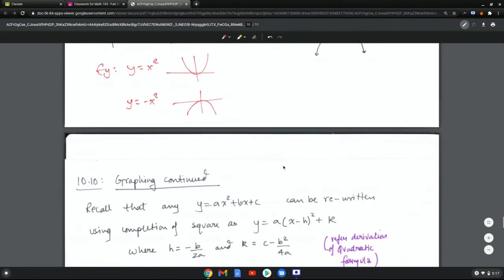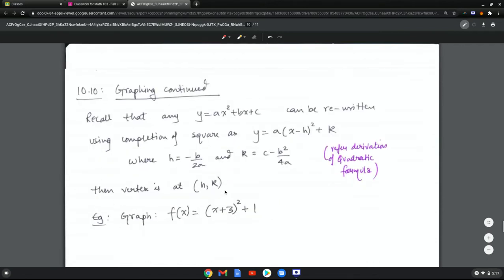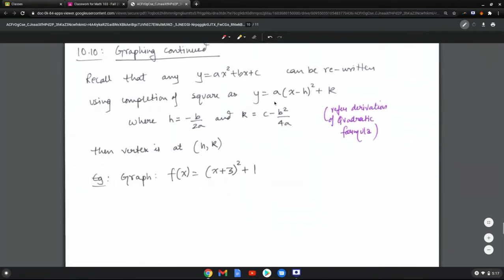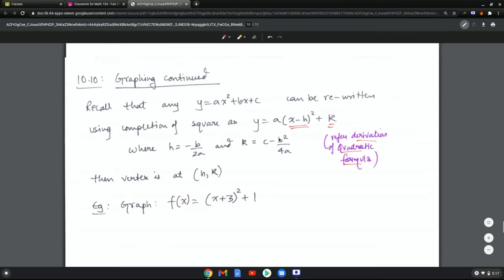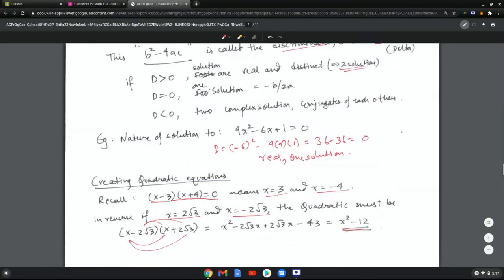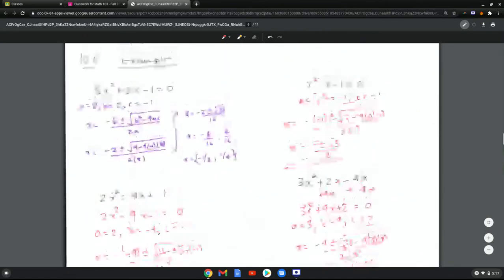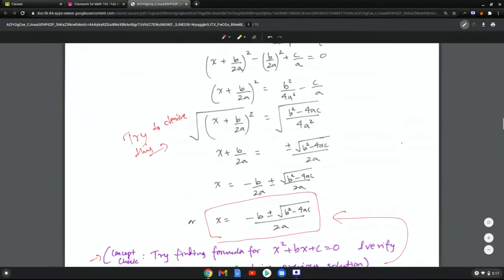Now again, to tie everything up, we're going to use completion of the square in order to graph them. Any quadratic can be rewritten using completion of the square as a times (x minus h) squared plus k, where h and k can be seen from the derivation of the quadratic formula. This h is going to equal negative b over 2a, and k is going to equal c minus b squared over 4a. Let me take you back to the derivation so you can see those terms right here.